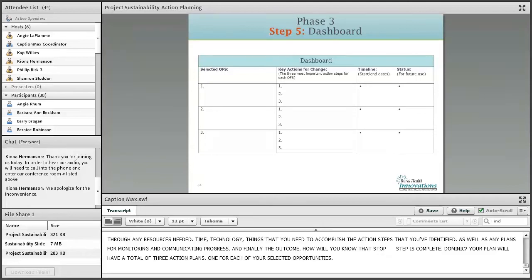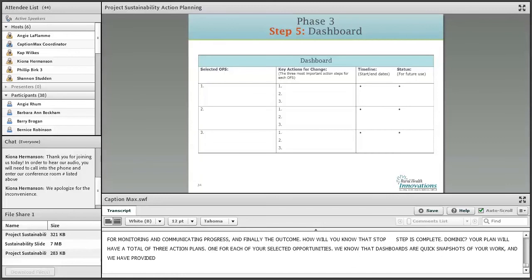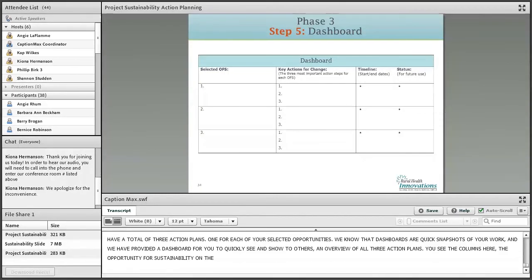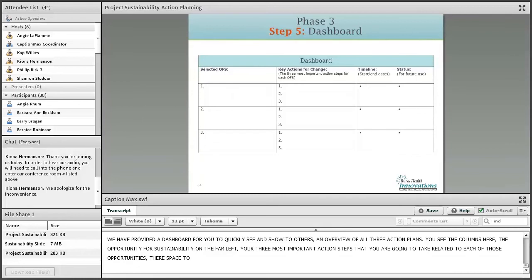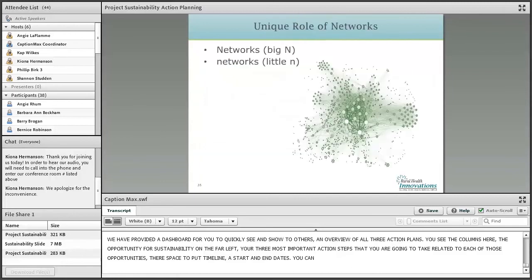We know that dashboards are quick snapshots of your work, and we've provided a dashboard for you to quickly see and show to others an overview of all 3 action plans. So you see the columns here, the opportunity for sustainability in the far left, your 3 most important action steps that you're going to take related to each one of those opportunities. There's space to put timeline, the start and end dates, and to record the status, just to give folks a status update.